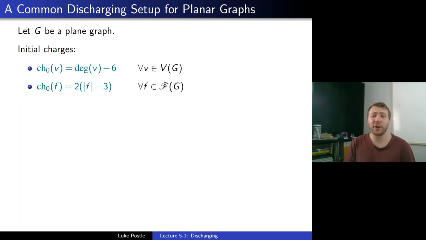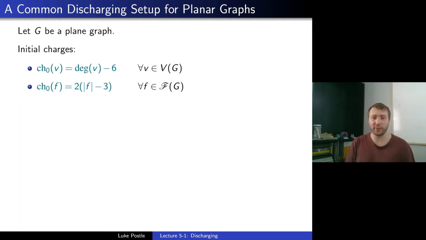And then we're going to also charge the faces to be 2 times f minus 3, where f is the size, or equivalently length, of the face, which would be, of course, the degree in the dual graph, essentially. Now, what does this buy you? Here I'm not going to charge edges at all, just the vertices and the faces. These are the only charges. And I claim that they actually sum to a nice number because of Euler's formula.